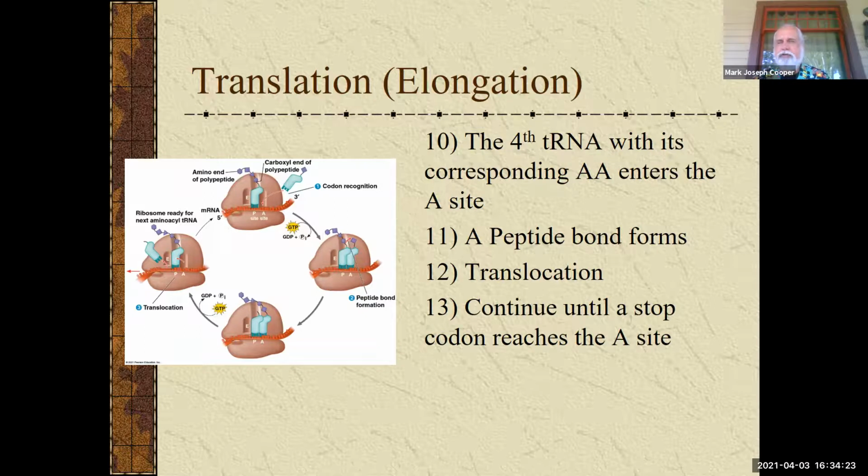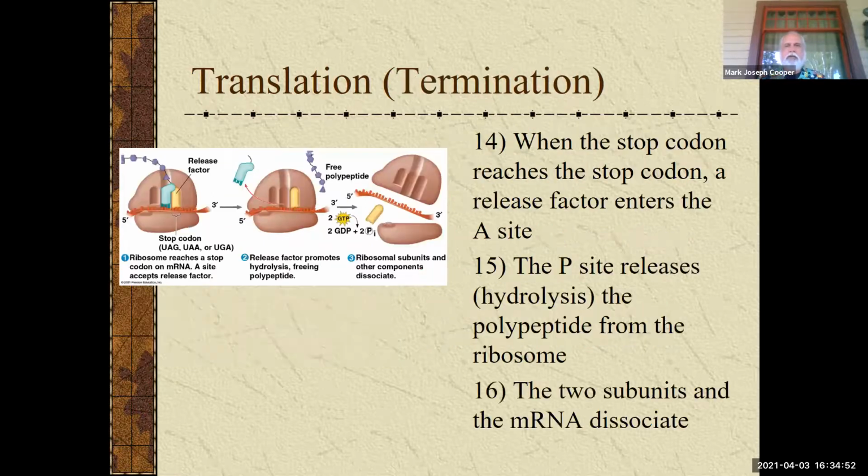Okay, and then translocation is everything shifting. So the transfer RNA in the P site goes to the E site. Transfer RNA in the A site moves to the P site, and that again is going to be holding the growing polypeptide, and then the next one will enter the A site. So it's happening over and over and over again, until you get to the termination, which is one of the stop codons.